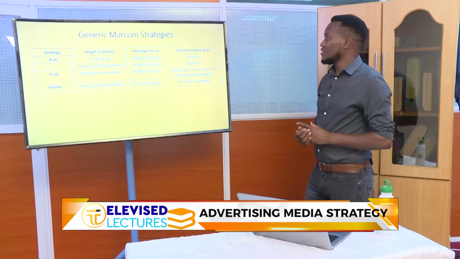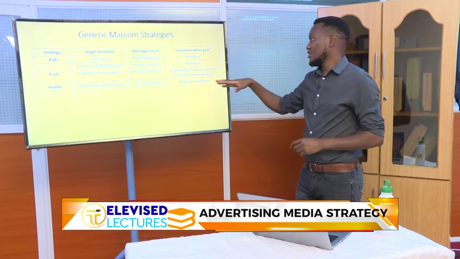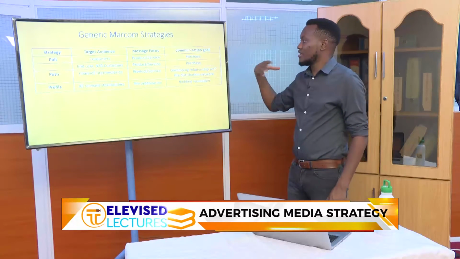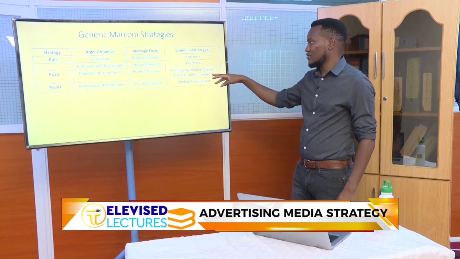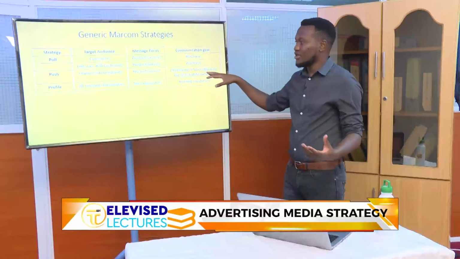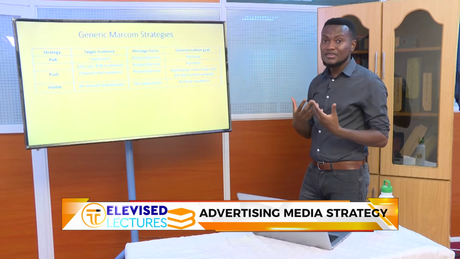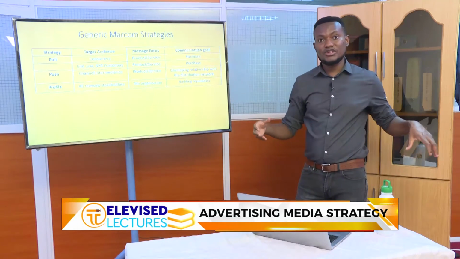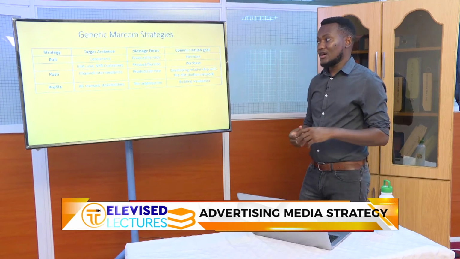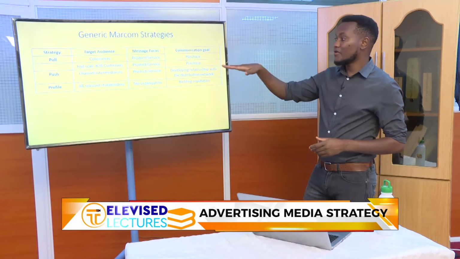And with the intermediaries, again, the message focus is also on product and the service. And the goal, the overarching objective with push strategies, is to develop a relationship with the distribution network. So you want to have a good rapport, a healthy relationship with the entire chain of the business process and production.